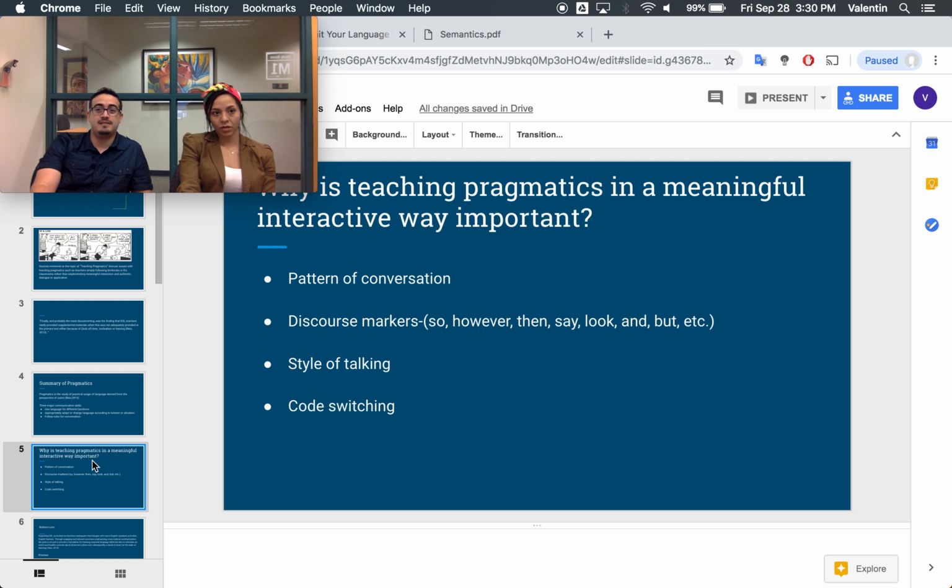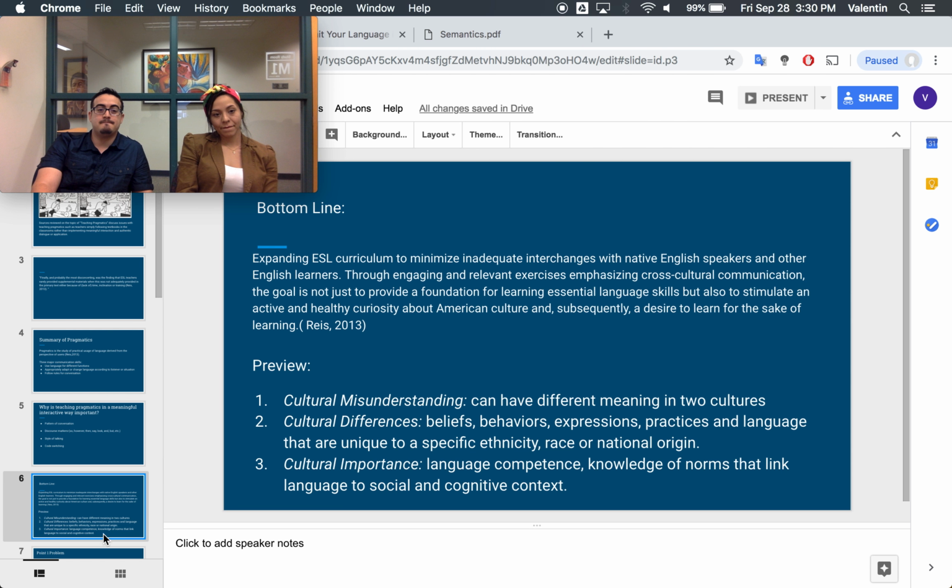And for this presentation, we will focus on activities that have been developed according to the article in reading by Brian Reese to bring meaningful interactions to teach pragmatics into the classrooms. The bottom line of teaching pragmatics is for English language learners to minimize errors or misunderstandings when communicating in the target language. This can be done through engaging in exercises that focus on cross-cultural communication. And some keywords are cultural misunderstanding, cultural differences, and cultural importance.